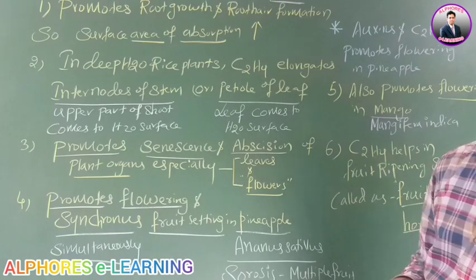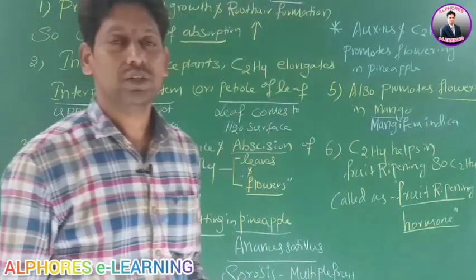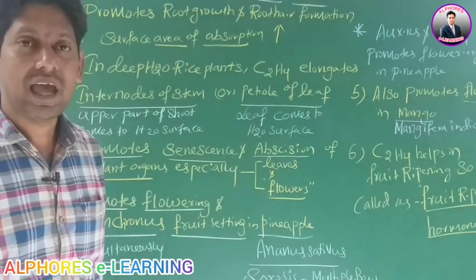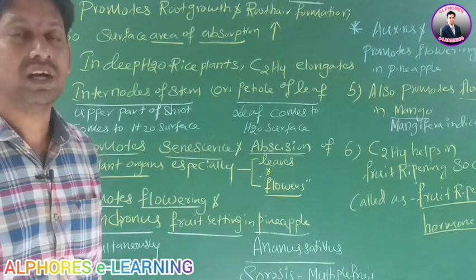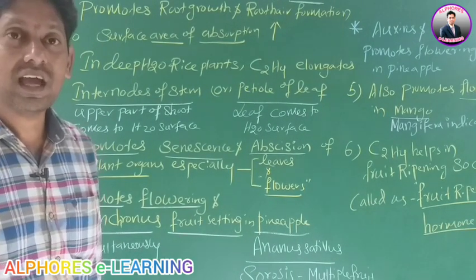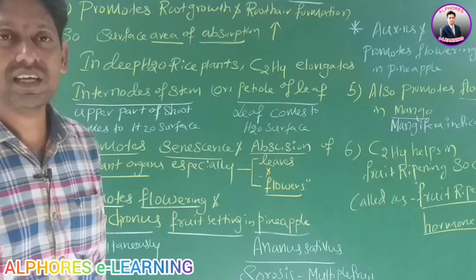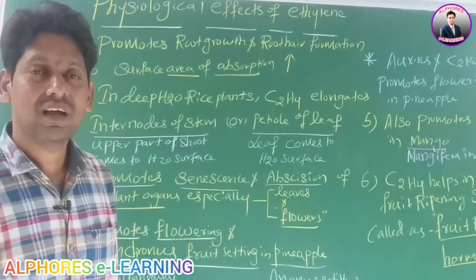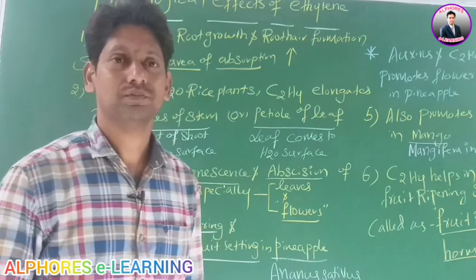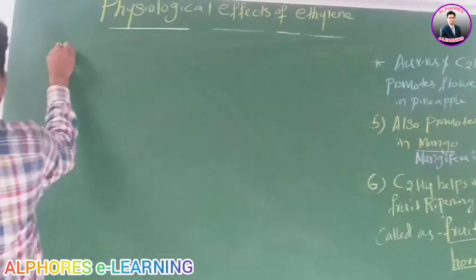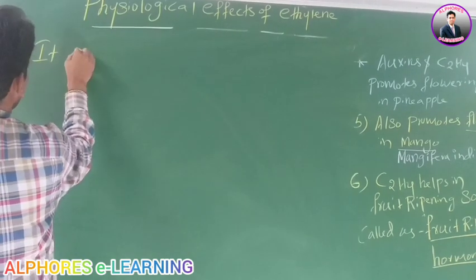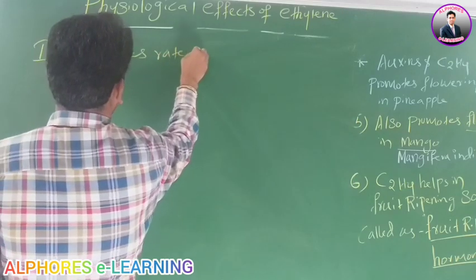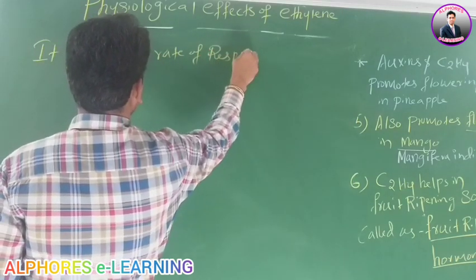Now listen to this statement. During fruit ripening, rate of respiration increases. Therefore, ethylene enhances rate of respiration during fruit ripening. This enhancement in rate of respiration is called respiratory climacteric. What is it called? Respiratory climacteric. Ethylene enhances what?